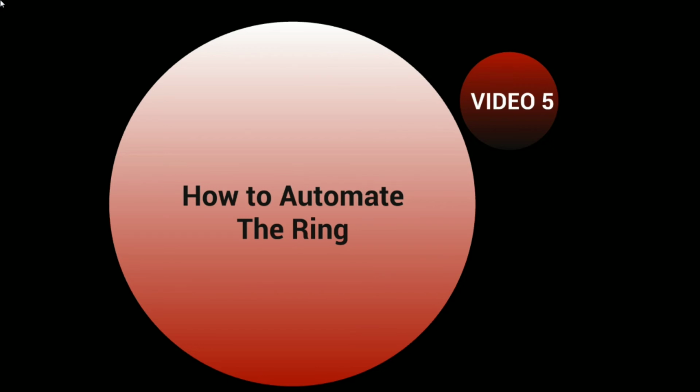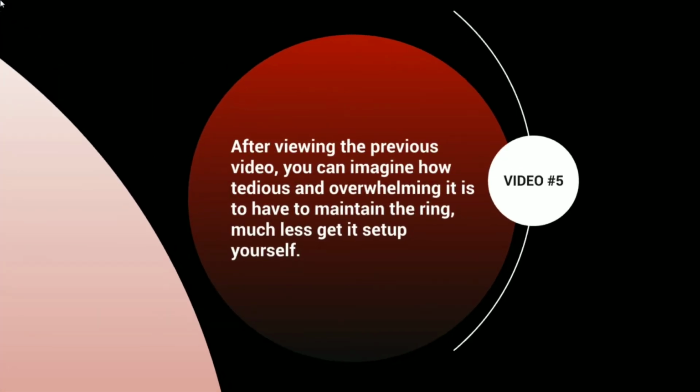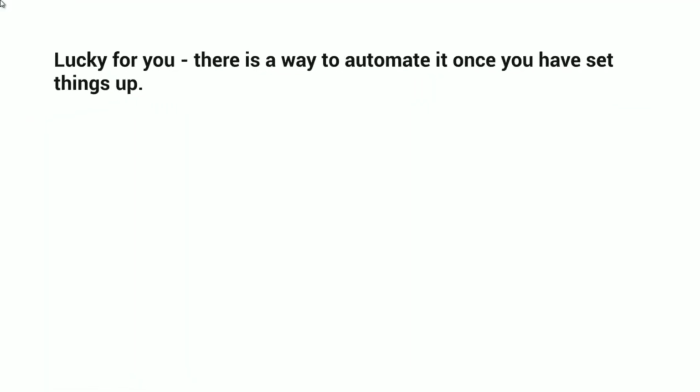Now that you understand how everything is interlinked, how everything is connected, and how you can be creative and make your own ring. After viewing the previous video, you can imagine how tedious and overwhelming it is to maintain the ring, much less get it set up yourself. But lucky for you, there is a way to automate it once you have set things up. Getting things set up is the tedious process.